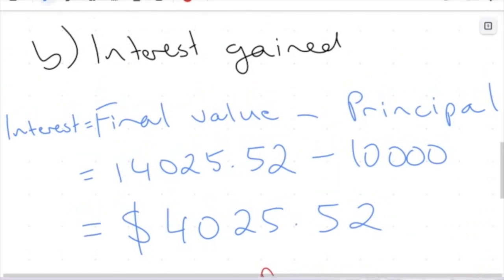When we deal with compound interest, we're looking at a final value of the investment. And the interest gained, that is the difference between our final value and our original value, our principal. Now, let's do a depreciation question here.